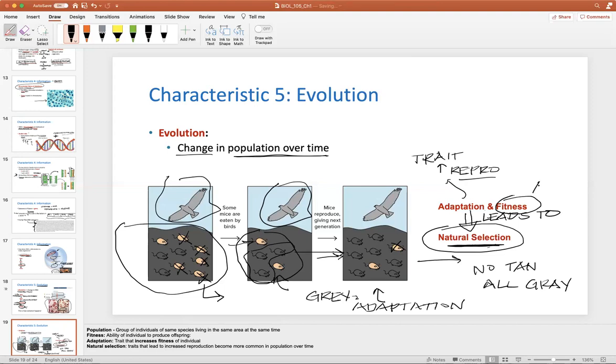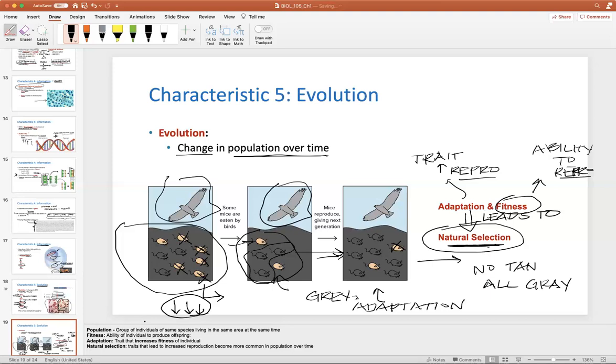So what's fitness? Fitness is just your ability to reproduce, and I'm just going to put repro. Sometimes it's hard to write with this stylus. All right, ability to reproduce. So clearly the gray mice have greater fitness than the tan mice do. So I've got these definitions for you down here. Make sure that you understand those. I usually ask questions about those.